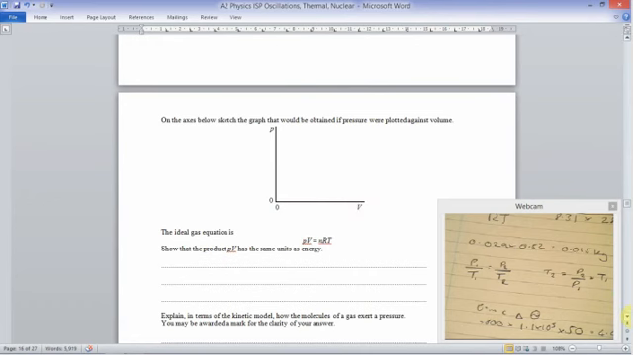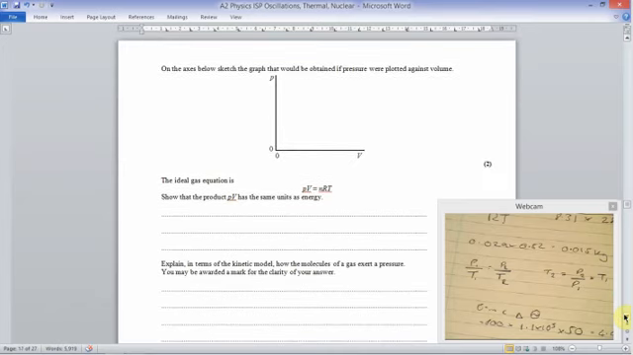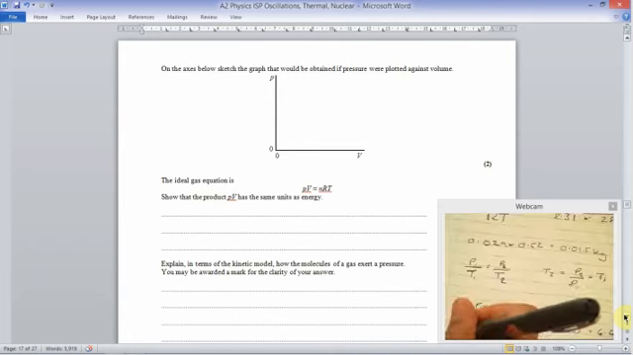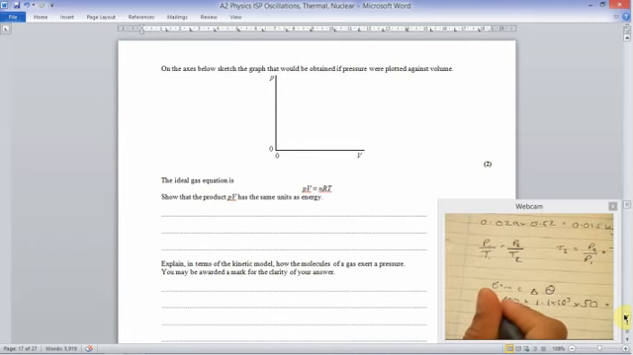Right, the ideal gas law is PV equals nRT. Okay, so that's what I discussed, where R is to do with the gas constant, not k, which is the Boltzmann constant. Show that PV has the same unit as energy. Okay, so P, pressure, has the unit of pascals, and volume has the units of meters cubed. A pascal is a Newton per meter squared.